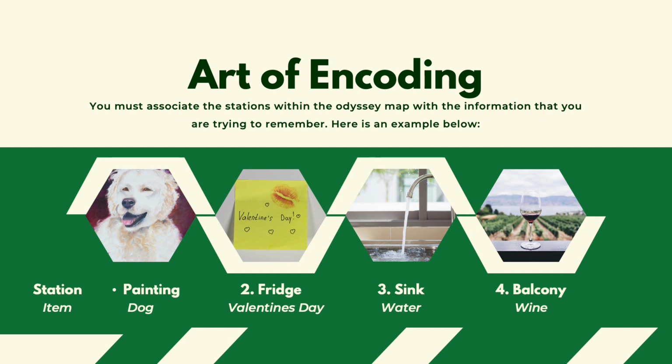And then the third one, luckily for us, is the sink. So we just had the sink overflowing with water to help us remember that the item is water. And finally, we have a glass of wine on the balcony to remember that the item that we're trying to remember on the 4th position is wine.